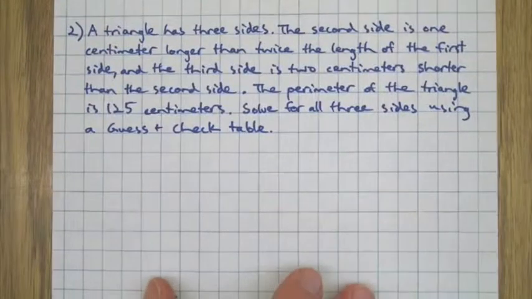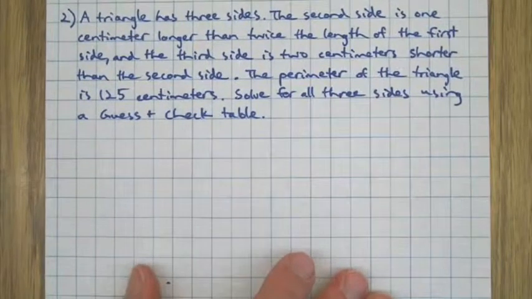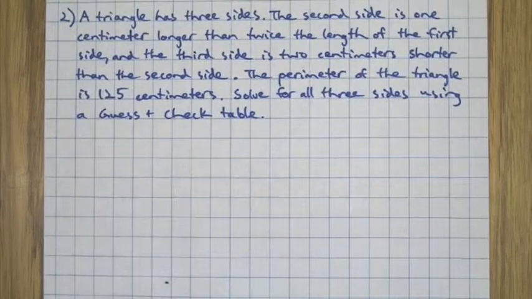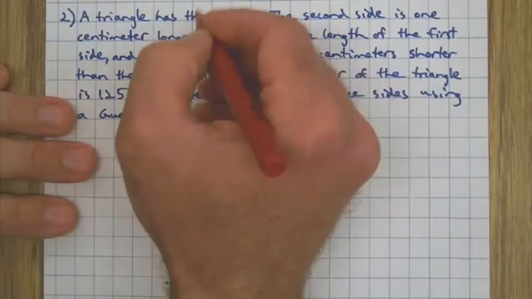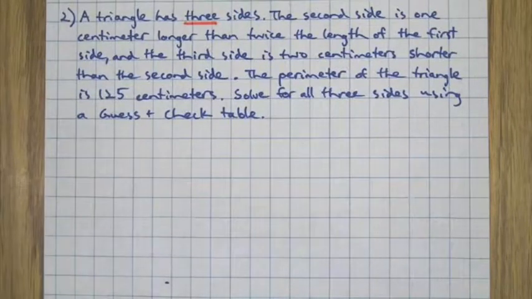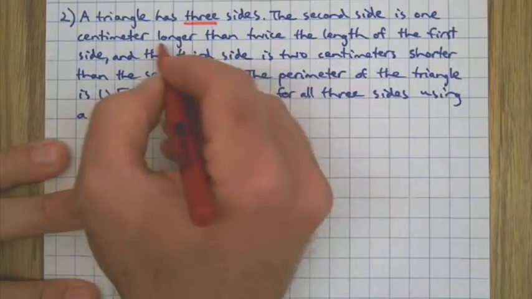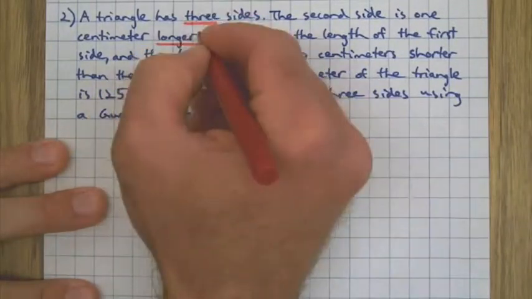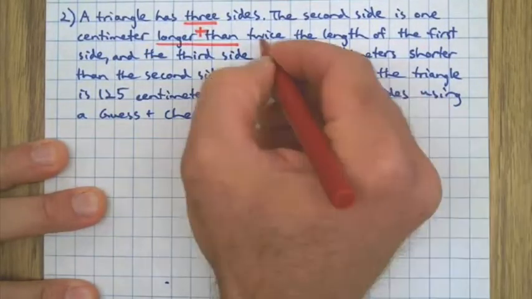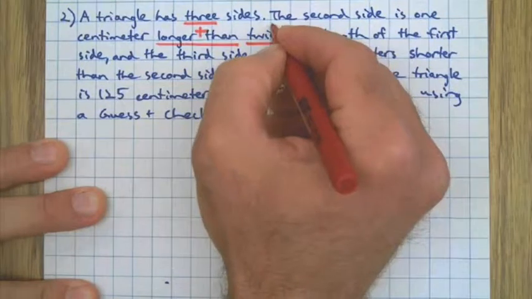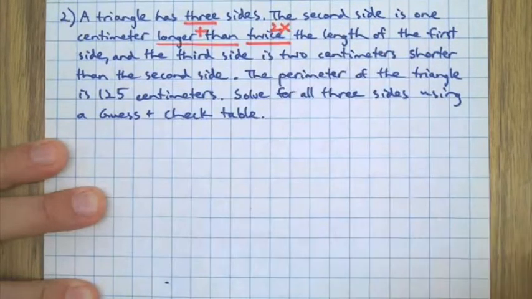bottom. A triangle has 3 sides. The second side is 1 centimeter longer than twice the... Whoa! Lots of stuff going on here. First of all, we have 3 sides, so our guess and check table will be more complicated. Longer than means we're going to be adding. Twice means we're going to be multiplying by 2.